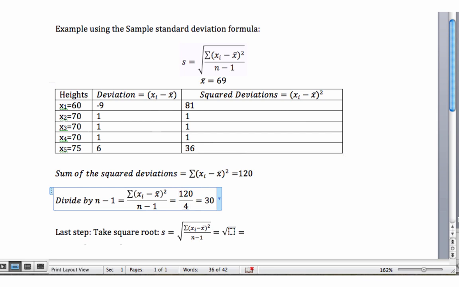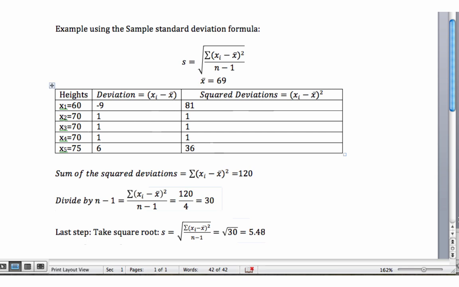Lastly, I need to take the square root of this process here, where we took the sum of the squared deviations divided by n minus 1. So essentially we just have to do the last step, take the square root of 30, and that gives us, to 2 digits, 5.48. So essentially we can say that the average distance from the mean for all these data values is 5.48.